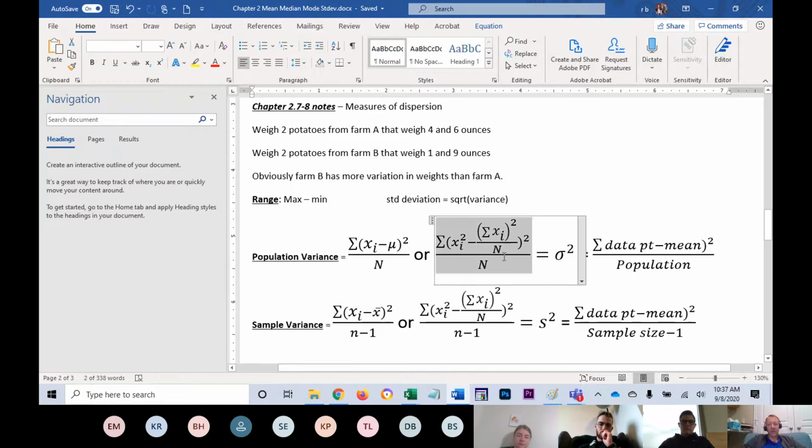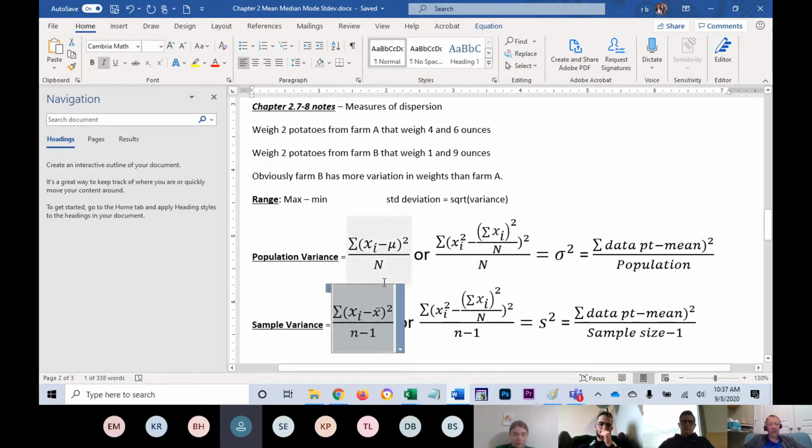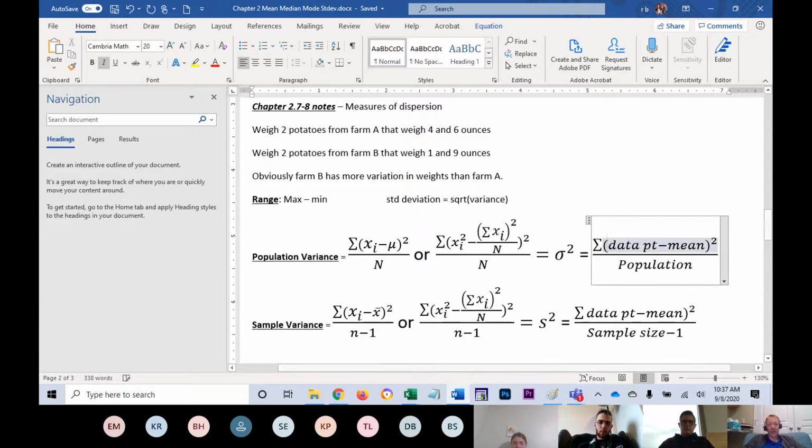Now, here's some other formulas that you're not going to use. You just won't use these, but you could do this too as well. This is the main formula I would like you guys to know. These 2 right here, population and sample. In both cases, x sub i represents the data. Mu is going to represent the population mean, and x bar is going to represent the sample mean.